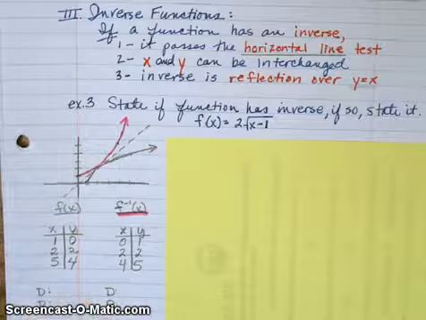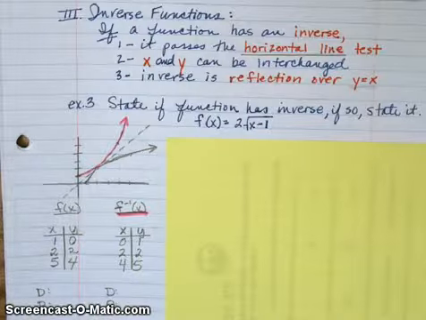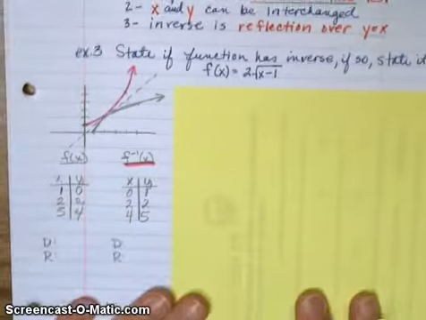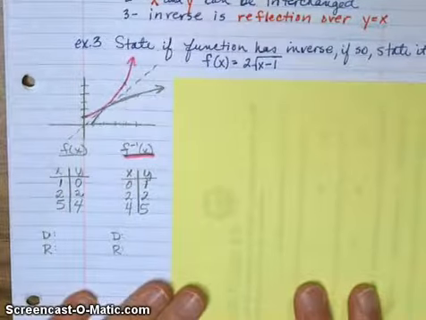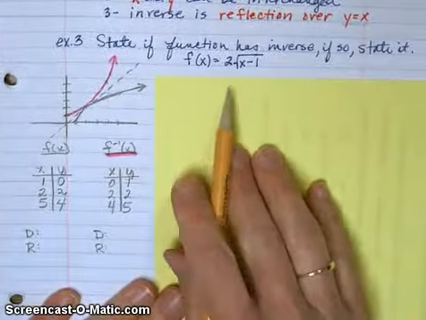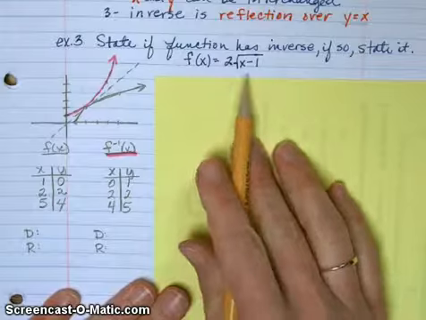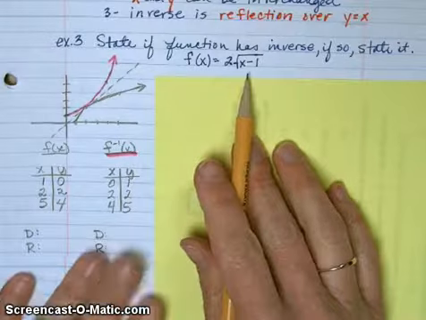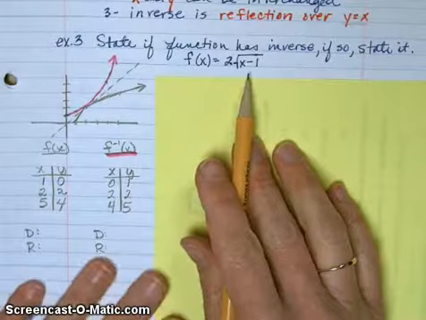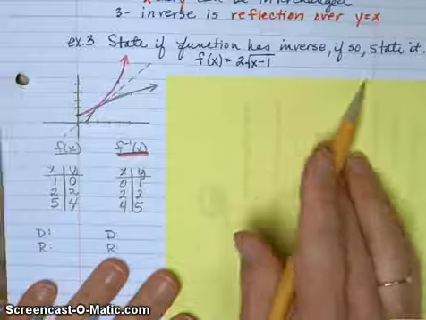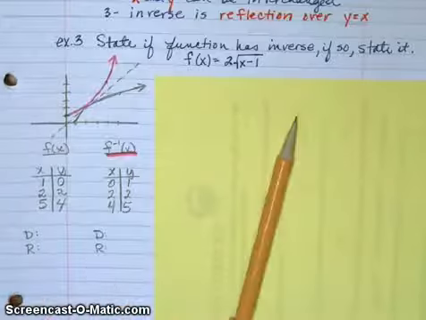Let's talk about the domain and the range. We've done that in the past with radical functions, and I think this is a good place to stop. We'll do the domain and the range and actually state the inverse when we come back in part 2. All right, I'll see you then.